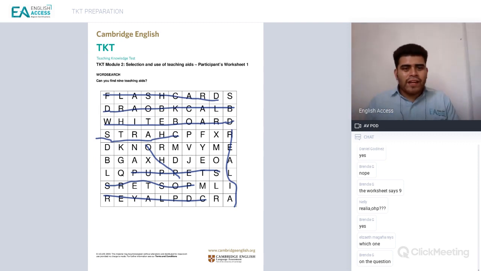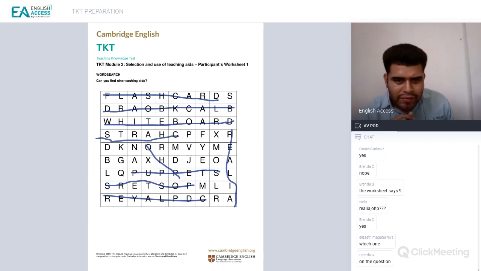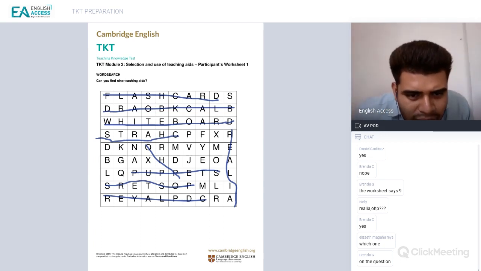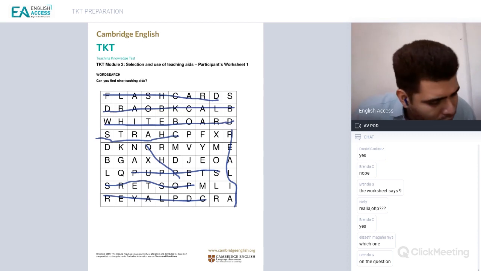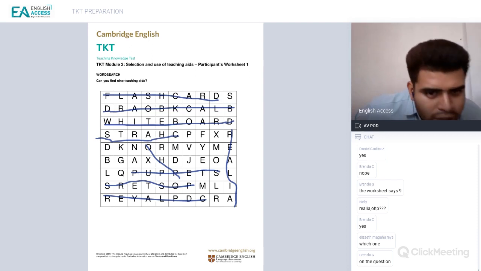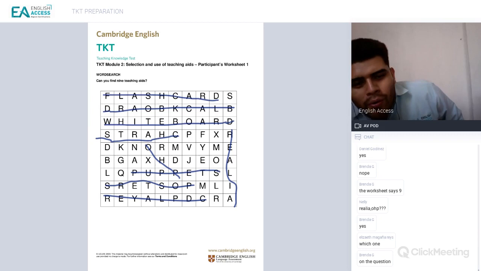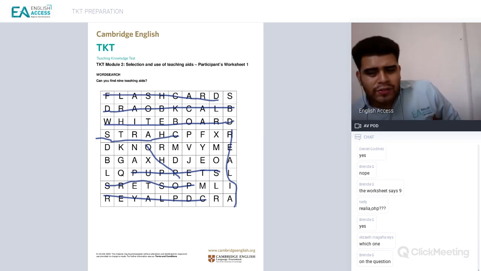All right, so we have flashcards. We have Blackboard, whiteboard, charts, Realia, OHP, puppets, posters, and we have, what is the last thing that I underlined? CD player. Now, do you use everything in your classroom?